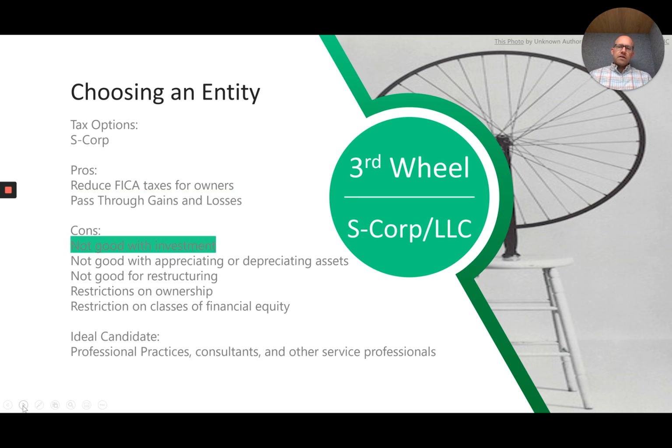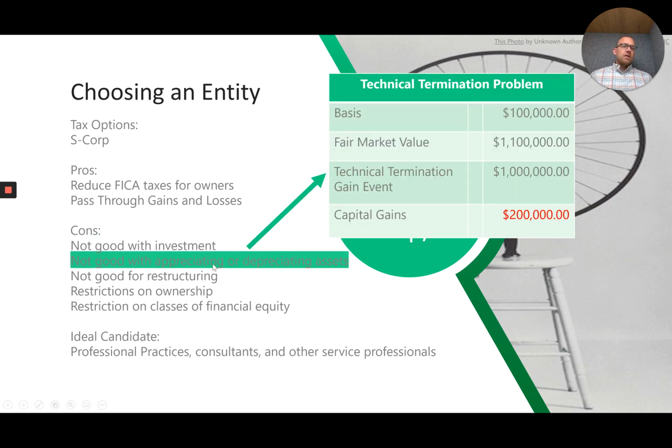Then with regards to the cons, S Corps are not good entities to receive investments in. The reason for this is a lot of times investors want to receive some sort of preferred shares as part of their investment, and that's not possible. Another one is sometimes investors invest in groups of investors or in entities that aren't eligible to own S Corps. And so if they do buy in, then it causes a technical termination, which is a problem that we're going to talk about in just a second. So they're not good entities for investment, and they're not good with owning, appreciating, or depreciating assets.